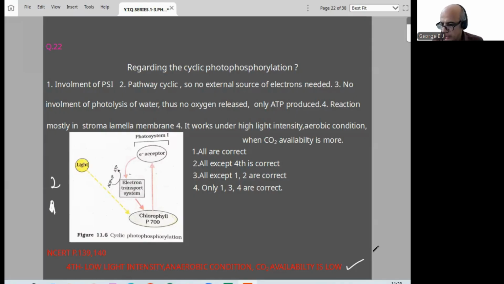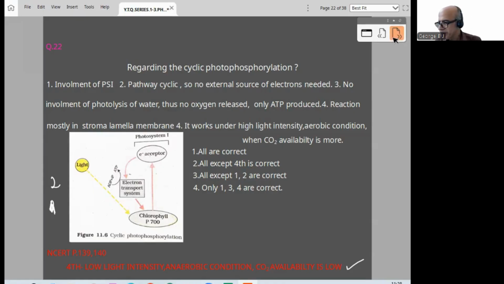I think the idea is clear. So for 22, answer-wise, it is 2. The fourth statement is wrong. Option-wise, it is 2. Why the fourth is wrong is given here. Options 2 and 4 get confused. The answer is 2. All except the fourth are correct. Fourth means a statement, not the option number.